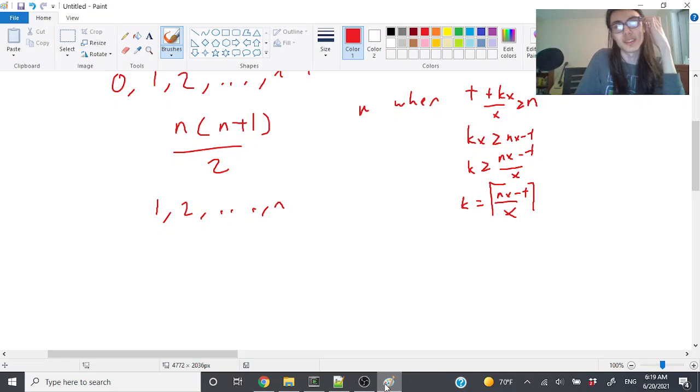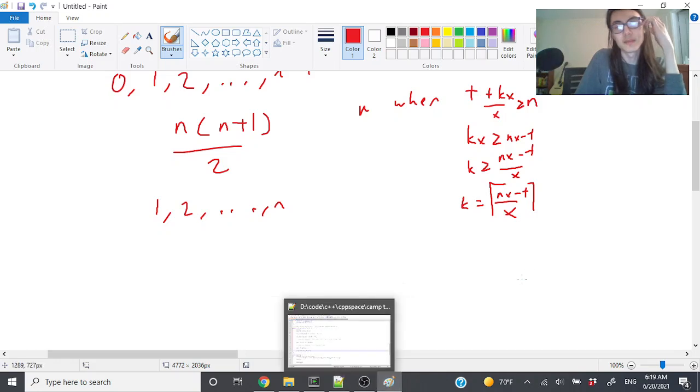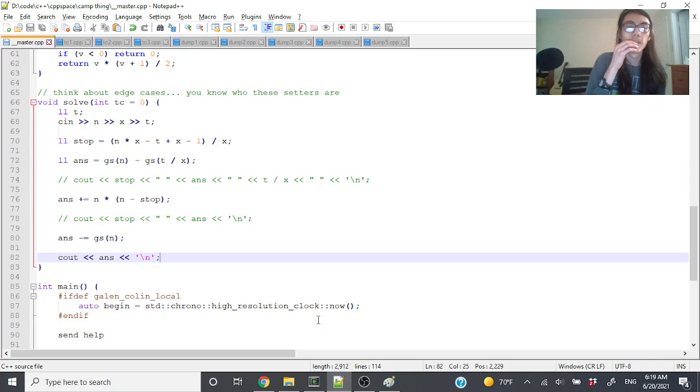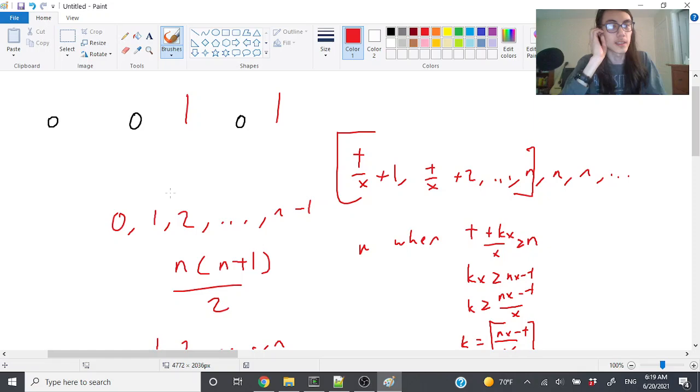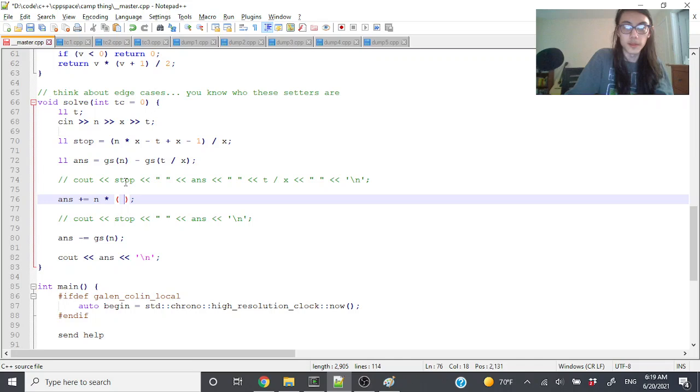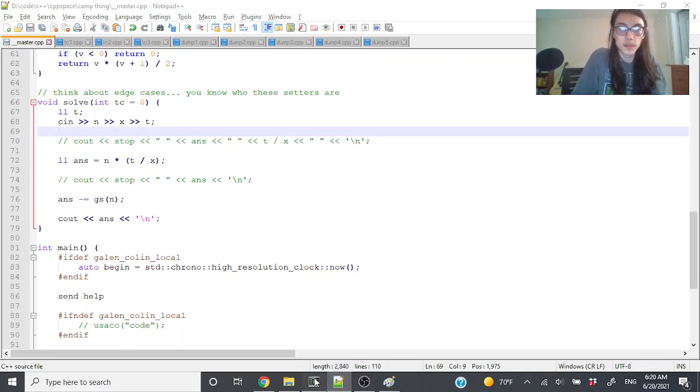Wait, why am I doing this even? Actually, we only need to do this. We don't need to compute stop. Actually, this will be like n times t over x, right? Okay, that's interesting. Maybe we don't need this. I should get the same answers.